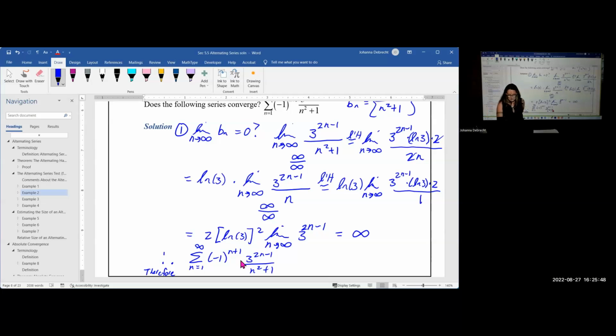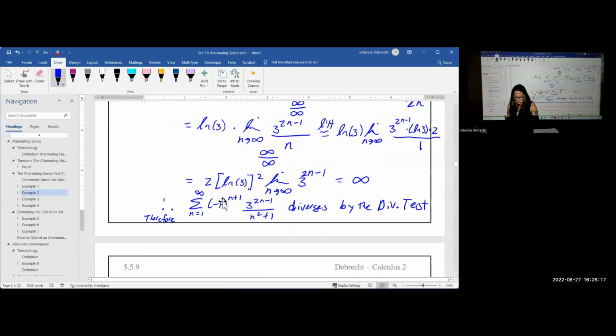Therefore, this series diverges by the divergence test, not by the alternating series test, but by the divergence test. If the limit of the sequence doesn't go to 0, it can't possibly converge. The sequence of partial sums can't converge to something finite. Now let's go ahead and take a look at another one.